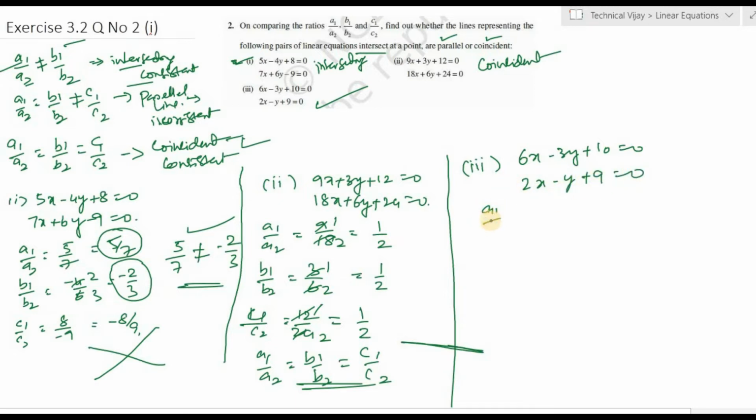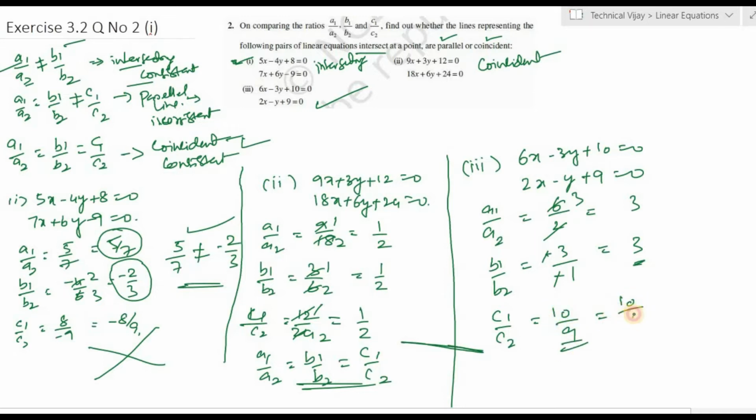Here a1 by a2 is equal to 6 divided by 2. That is 2 ones are 2, 2 threes are 6. That is equal to 3 by 1, or 3. So b1 by b2 is equal to, b1 is minus 3, b2 is minus 1. The minus signs cancel, so this is also equal to 3. c1 by c2 we will see, 10 divided by 9. This cannot be simplified further. This is 10 by 9 only.